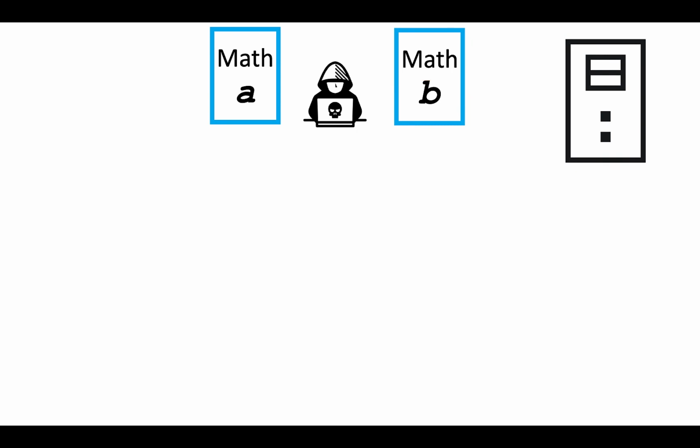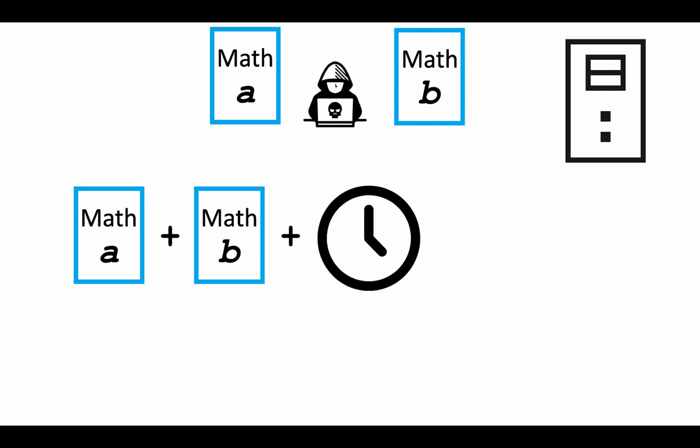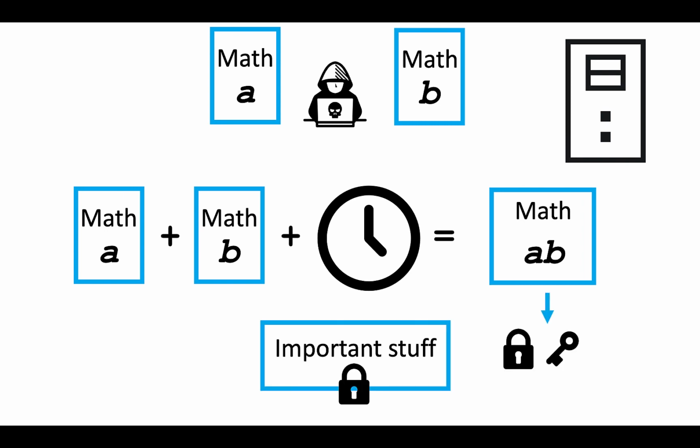However, no key is completely uncrackable, right? If an attacker is really committed, they can take math A and math B and add a lot of time and a lot of compute power, and eventually they might be able to derive math AB. And with math AB, they can derive the session key and decrypt the important information.